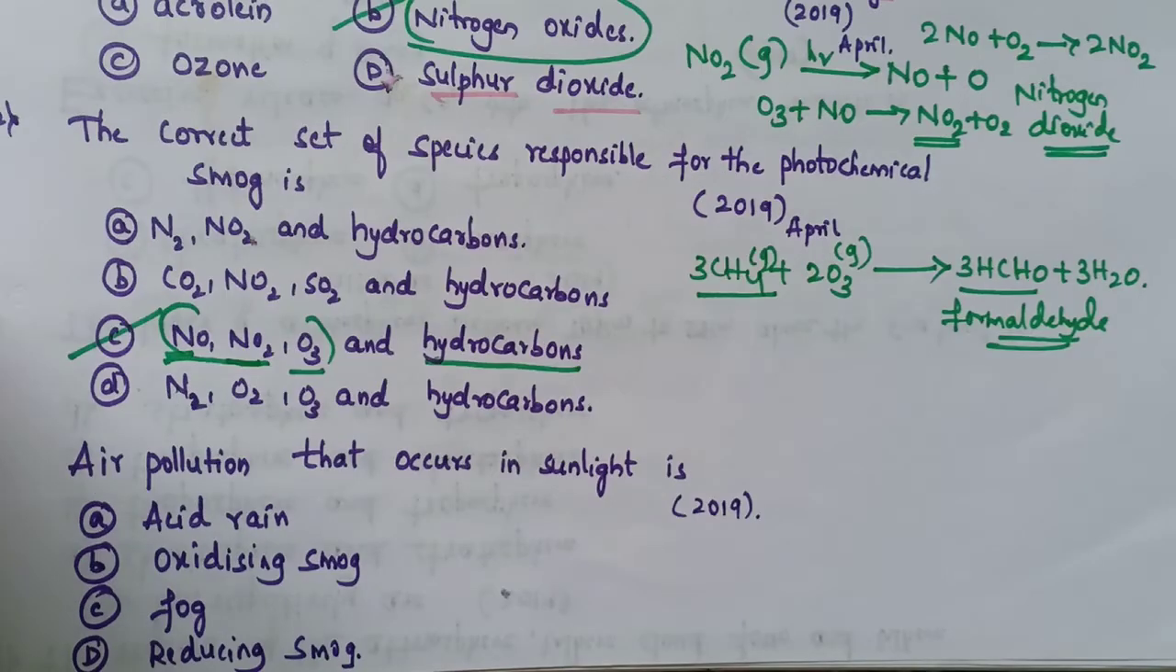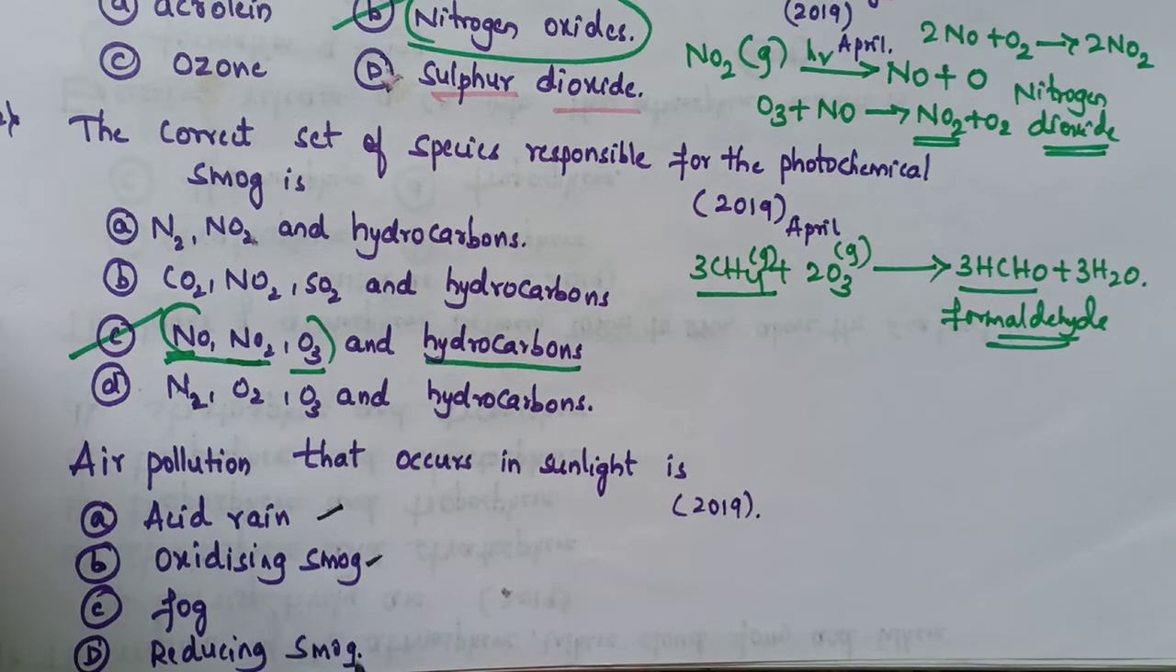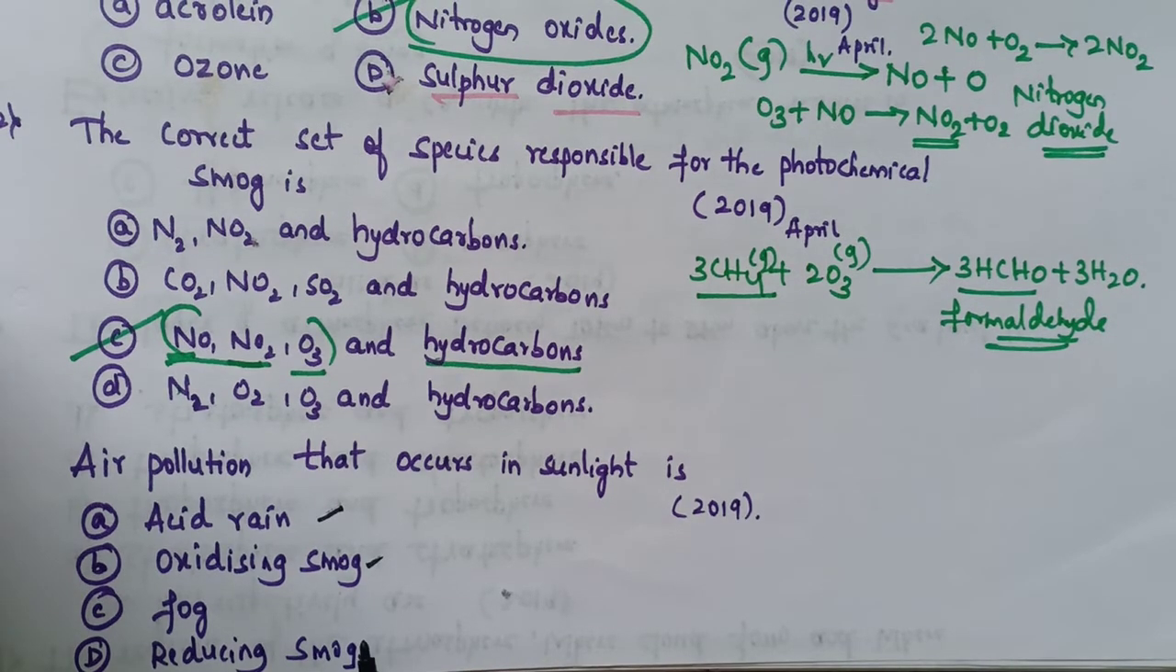Now the third question: air pollution that occurs in sunlight is option A, acid rain; option B, oxidizing smog; option C, fog; option D, reducing smog. We know that photochemical smog occurs during the hot seasons, generally on sunny days only. In sunlight, oxidizing smog or photochemical smog or Los Angeles smog is formed. This smog is brown in color and occurs in warm, dry and sunny climate.